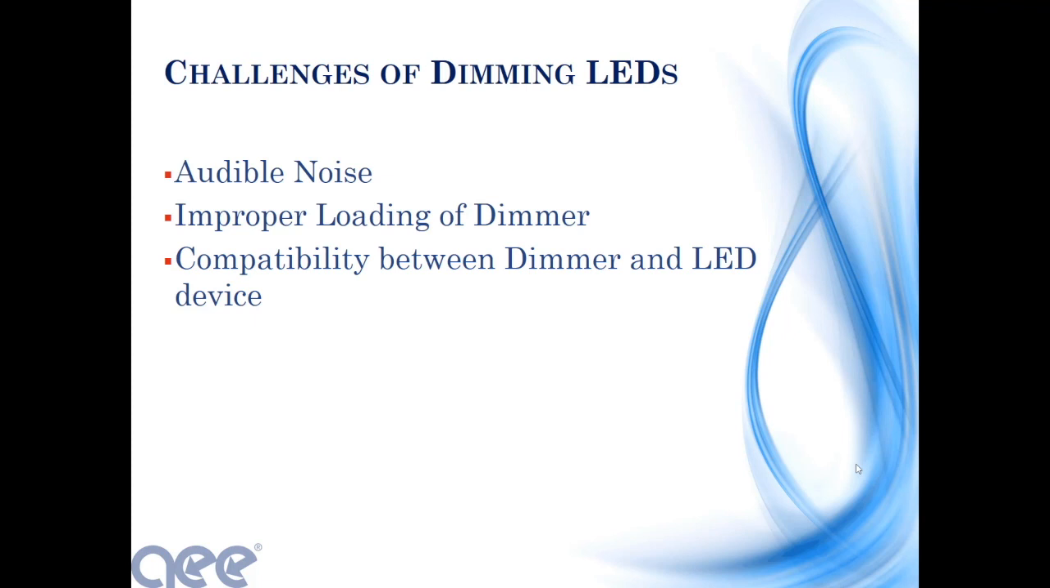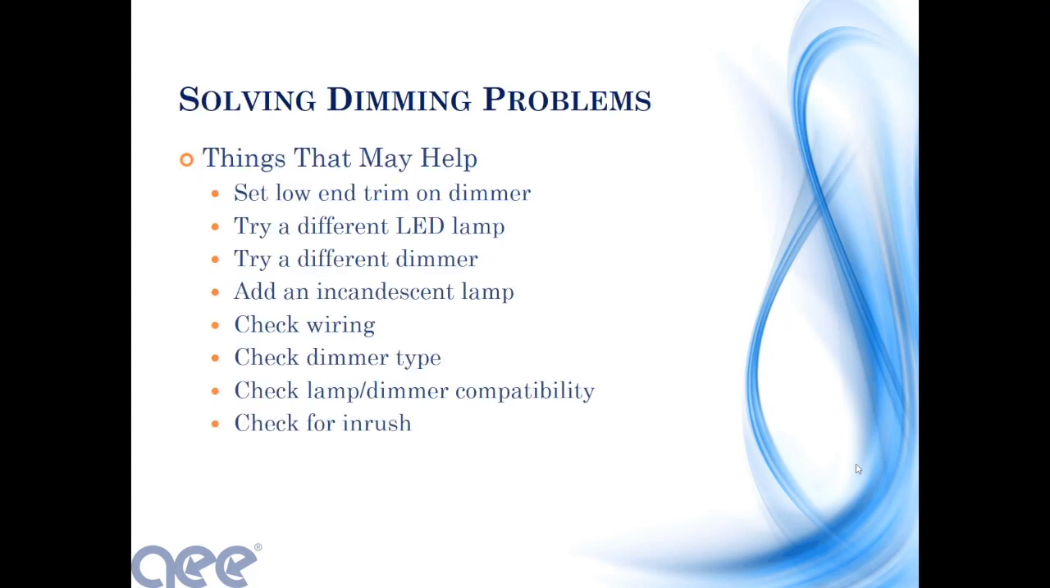Okay, and then, all right, the last couple of things I always like to just play with these. Solving dimming problems is sometimes setting the low end trim on the dimmer. If you turn it all the way to the low setting and it's still at 50%, you might need to do something. Then you can try a different LED lamp, a different dimmer, or add more load, which is always bad. Check the wiring, check your dimming type, compatibility, and then of course inrush, as John said.